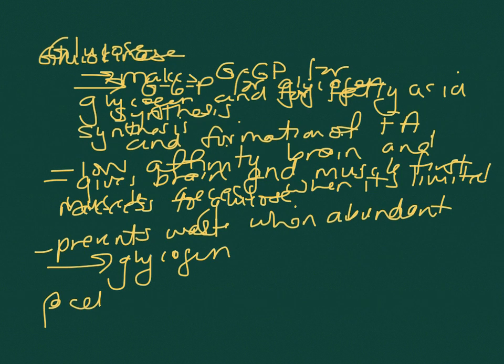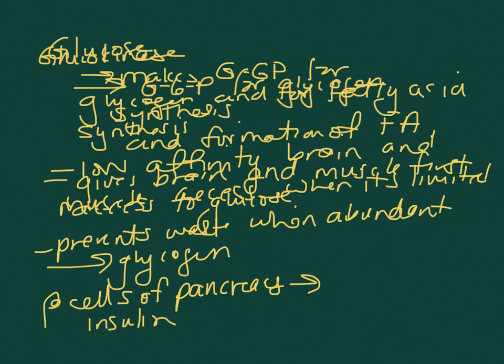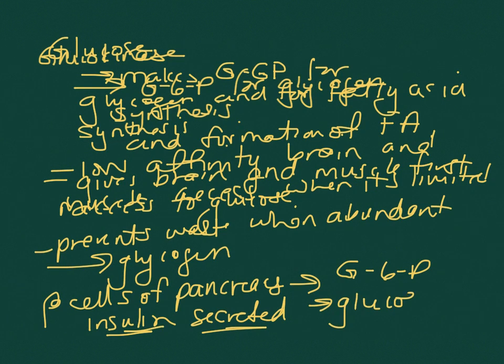The beta cells of the pancreas also have glucokinase. Now, if you remember, the pancreas secretes insulin. So, when glucokinase makes G6P, insulin is secreted, and the body will take up glucose because glucose is abundant. And this signals the formation of glycogen and fatty acids.